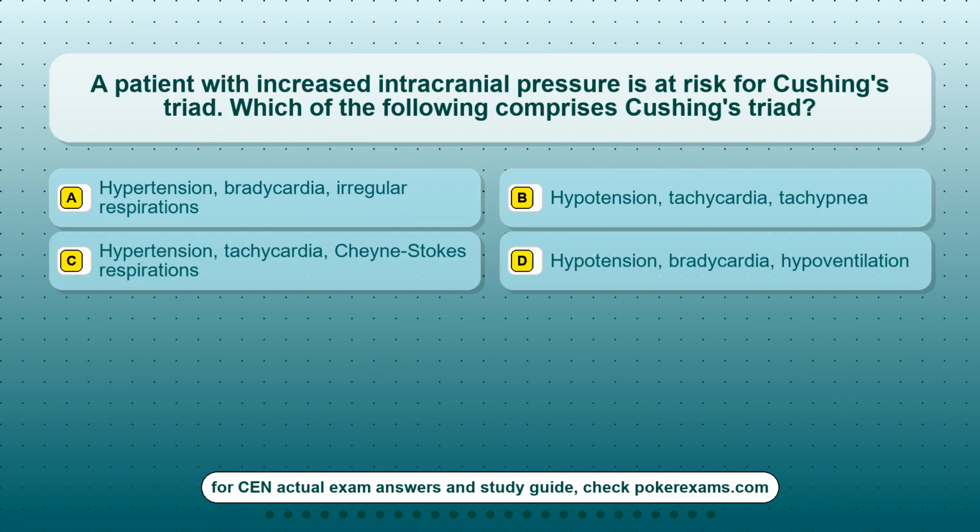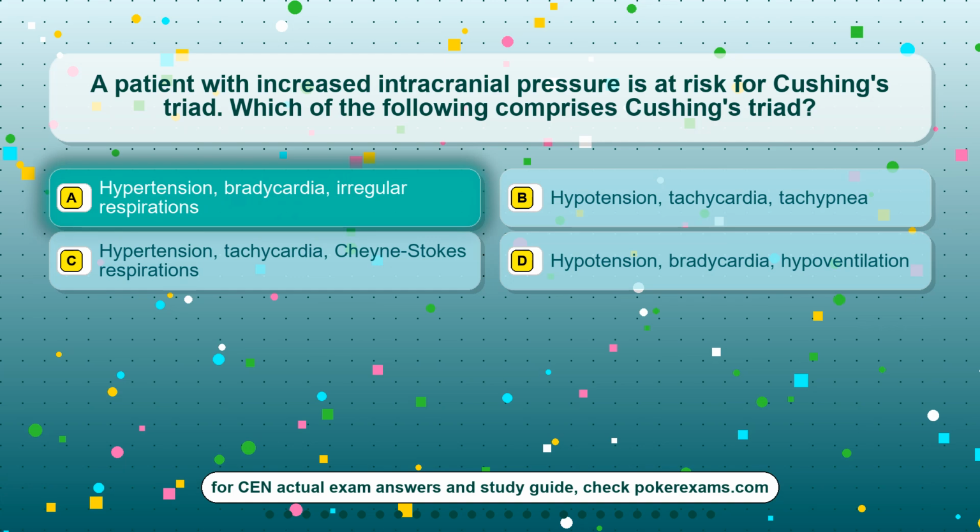Question 14. A patient with increased intracranial pressure is at risk for Cushing's triad. Which of the following comprises Cushing's triad? Option A, hypertension, bradycardia, irregular respirations. Option B, hypotension, tachycardia, tachypnea. Option C, hypertension, tachycardia, Cheyne-Stokes respirations. Option D, hypotension, bradycardia, hypoventilation.